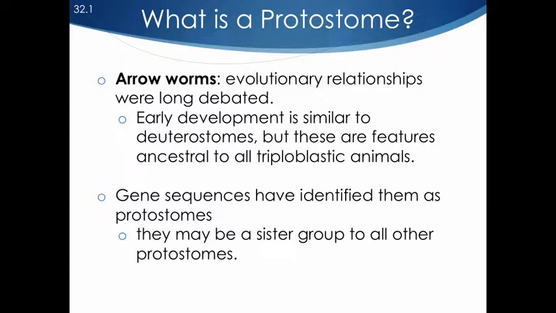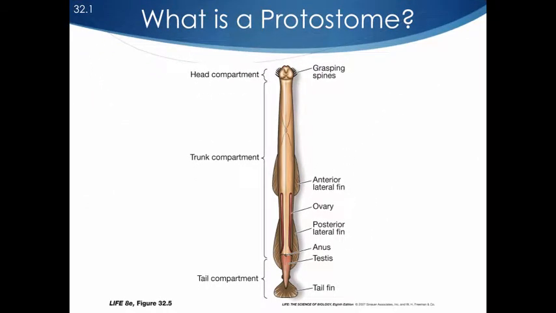So here's what an arrowworm looks like. You have the head, and they're separated into three parts: the head, the trunk, and the tail.